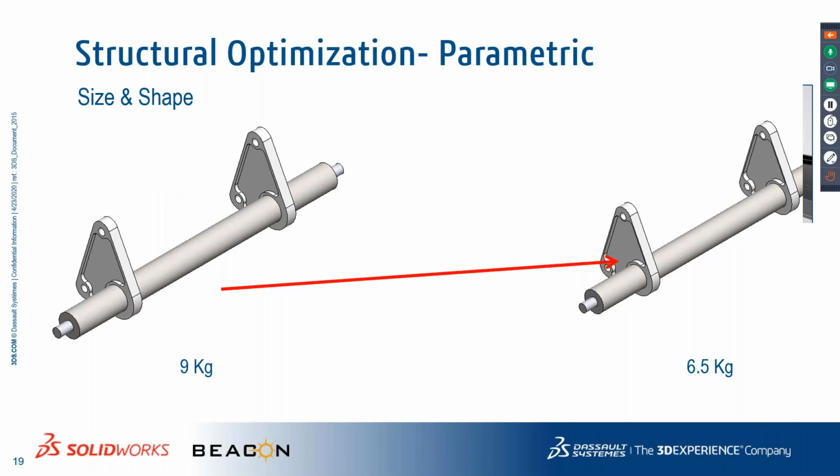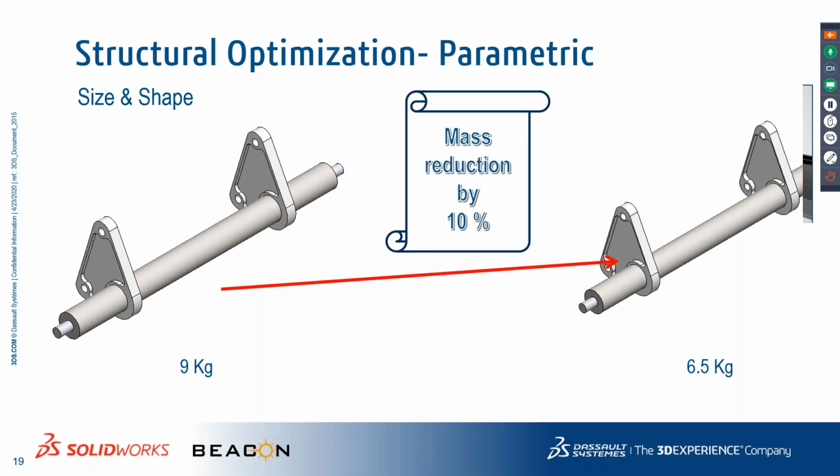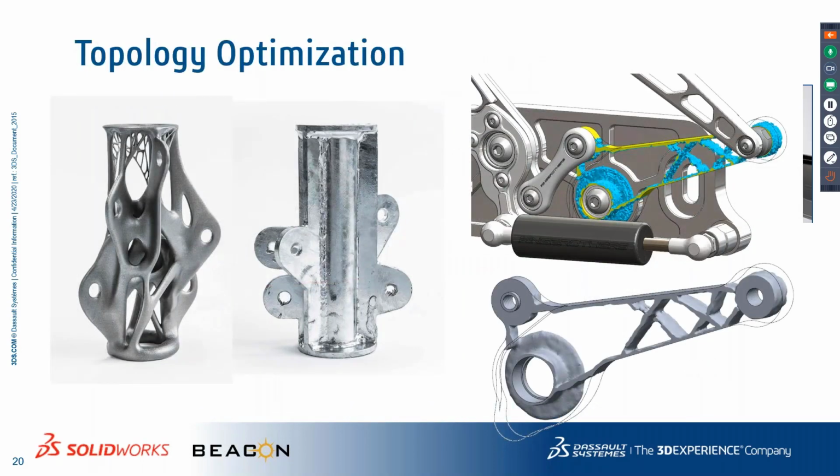Here is a small example. This is basically just a small component which is present in industrial machinery. I will be able to reduce the mass of this by 10%. If you just imagine, for a small component like this, SolidWorks simulation has helped to reduce the total mass by 10%. For big assemblies and complex machines, you will be able to reduce a lot of mass without compromising on the quality. And the next optimization technique is topology optimization.